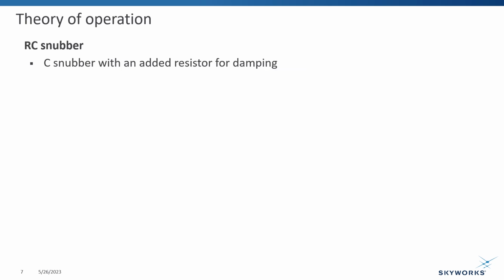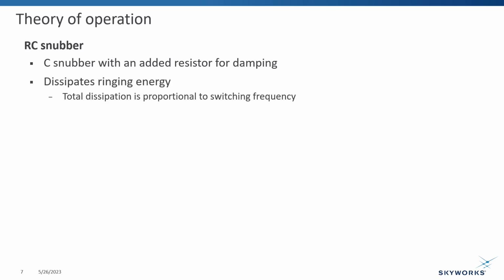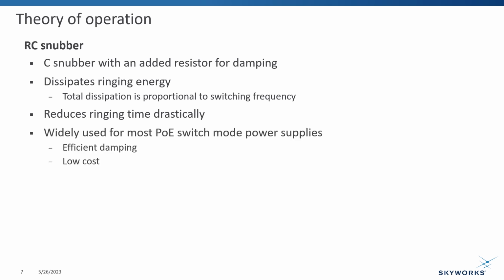If you add the resistor in series with the C-snubber, you get an RC snubber. The resistor dissipates the energy of the remaining ringing, reducing ringing time drastically. This snubber topology is widely used for switch mode power supplies because of the efficient damping, low-cost parts, and easy implementation compared to the more complicated topologies with diodes.